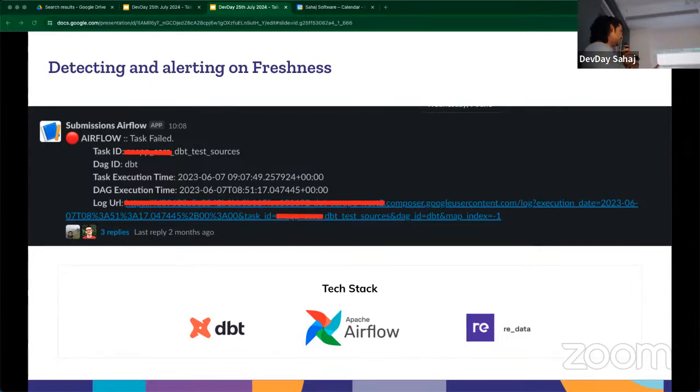In terms of the tech stack, in this case, we've used DBT, Airflow, and something called Redata. So these are open source tools that are out there that you can use for transformations, orchestration, and monitoring. These are some of the tools that we use. There are many other options out there, and your choices may depend on what tooling you're comfortable with, or even whether you prefer SQL or streaming or whatever else.